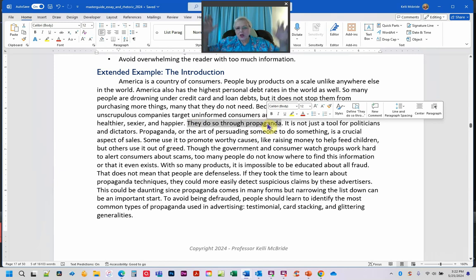See how we're getting narrow. Americans like to buy stuff. They'll buy just about anything. They go into debt because of that. And oftentimes it's because propagandists lure them in, right? So we're narrowing it down here.